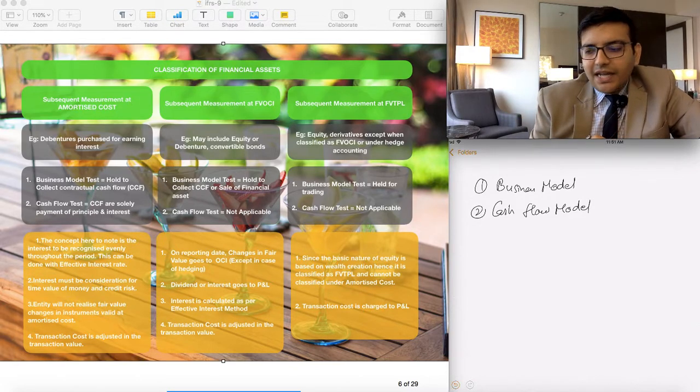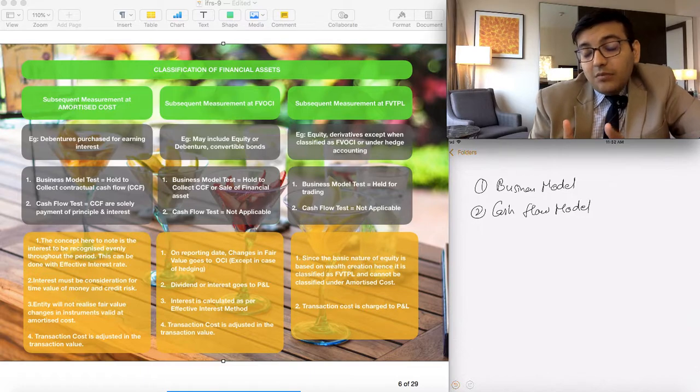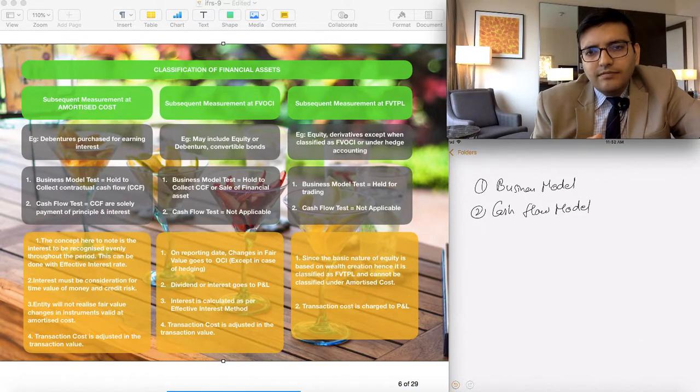FVOCI is fair value through other comprehensive income. Here they say if the business model of the company is either to hold the asset or to sell it, I mean, the company doesn't know. It is very simple. They are saying that the company doesn't know whether they want to sell it or keep it. They just bought the asset and they thought, okay, if I get the value, then I will sell it, otherwise I'll not. The company is not confirmed.